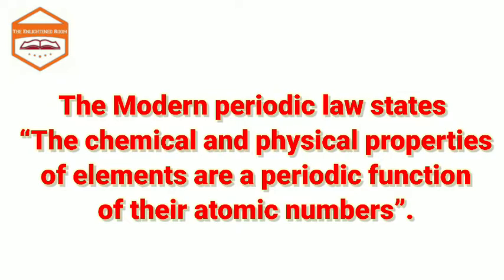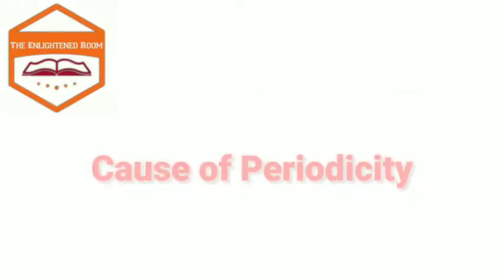This means that when elements are arranged in an increasing order of their atomic numbers, the properties of elements are repeated after certain regular intervals. So, the repetition of properties of elements at certain regular intervals is called periodicity in properties. Now, what is the cause of this periodicity?